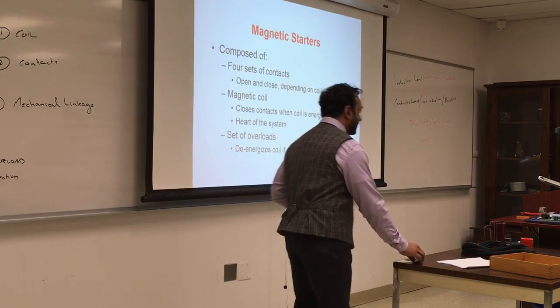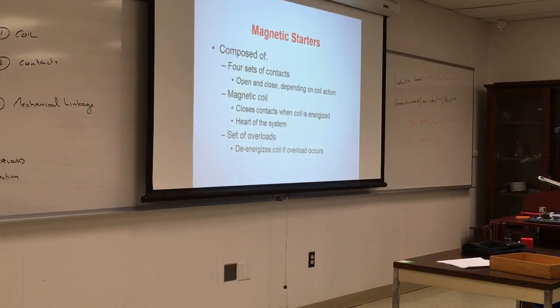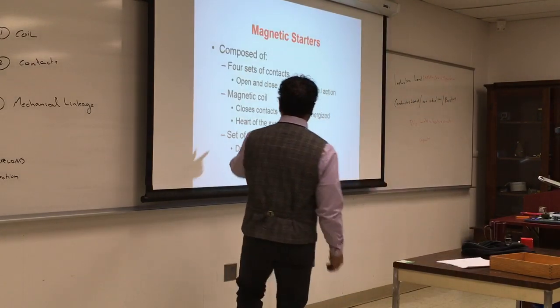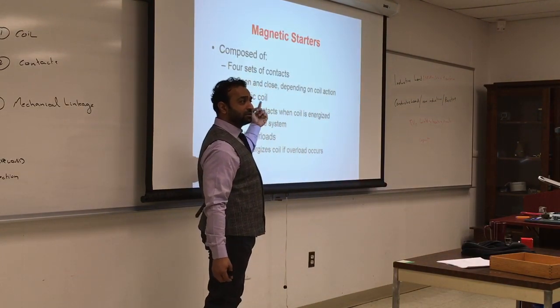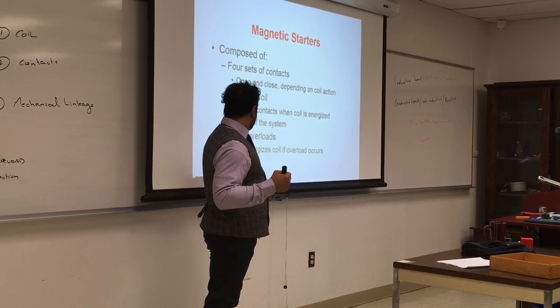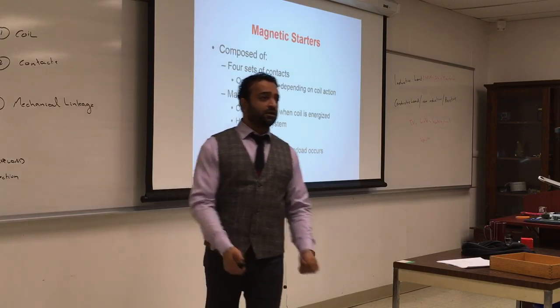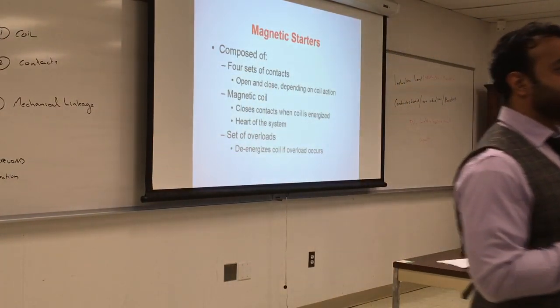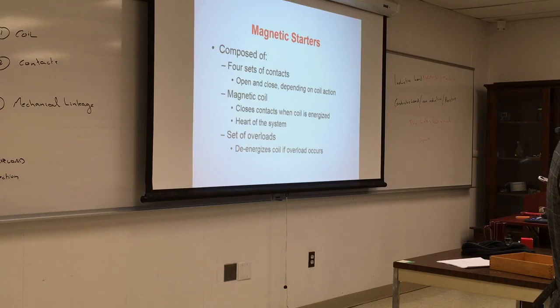Magnetic coil. I don't know if I have an overload protection here. Here you go. That's a magnetic starter. And it has a reset button in it for safety. Magnetic coil, close the contact. It has a lot of power so that it will stay magnetized the whole time the equipment is on. And we have a set of overloads that will click out if the circuit takes more energy.